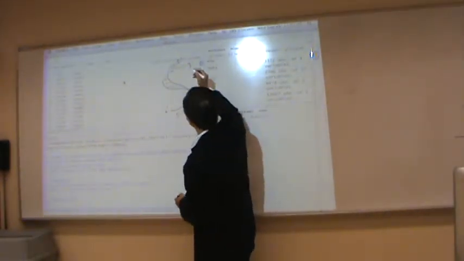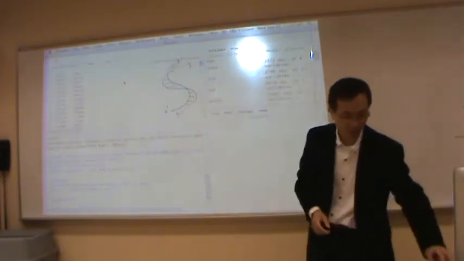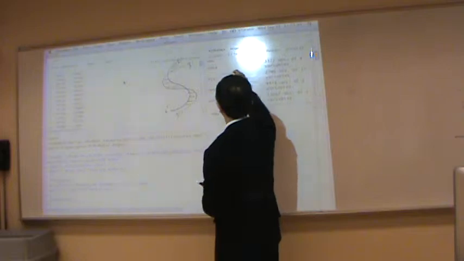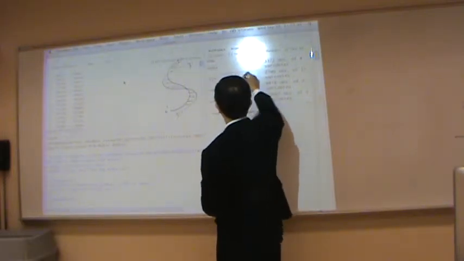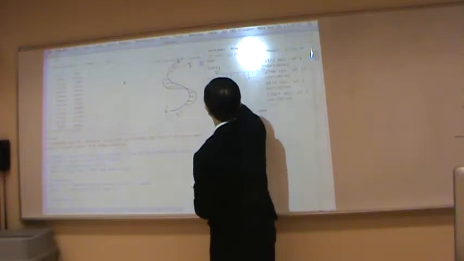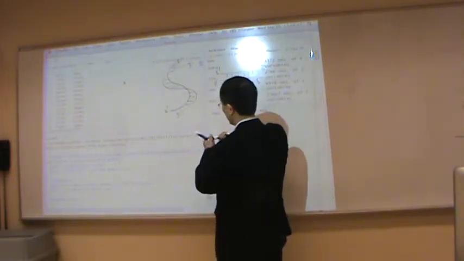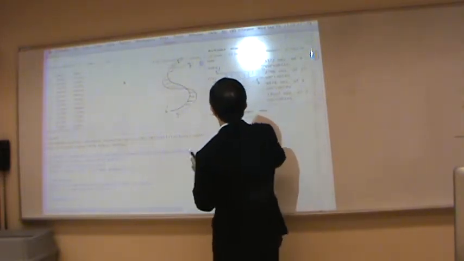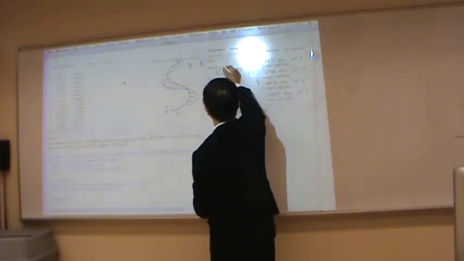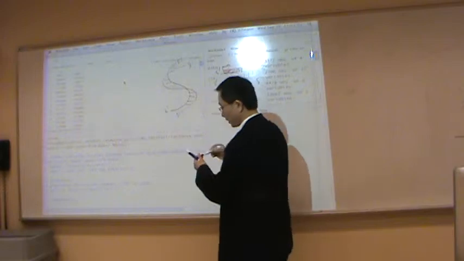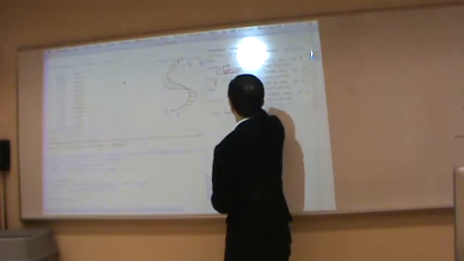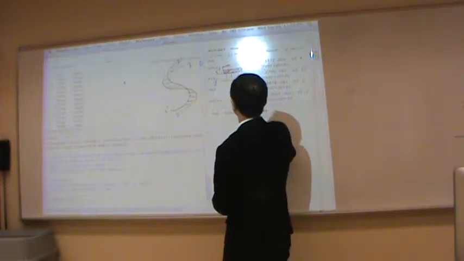If there's a gene on this strand, and we draw the DNA sequence linearly like this, 5', 3', 5', and a gene is coded in this direction, it will be read this way. If another gene is coded in the opposite direction, it will be coded this way.